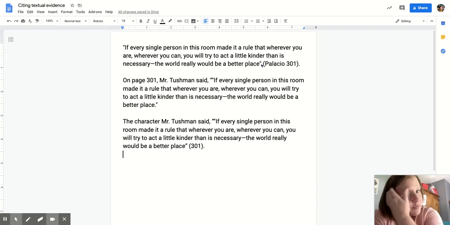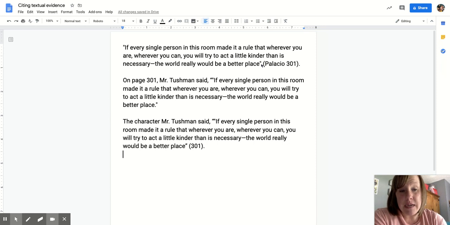Okay. Here's a couple other ways to cite it. You could also start by saying the page number and just embed it, and that way you don't have to deal with parentheses. You could say on page 301, Mr. Tushman said. Now he's the character. He's the principal of the school. On page 301, Mr. Tushman said, and then I put the quote.